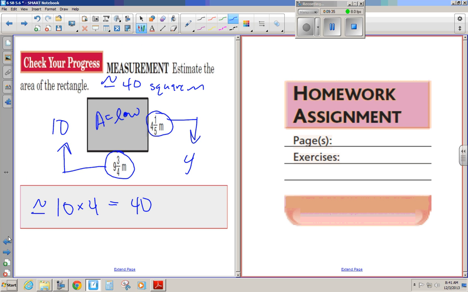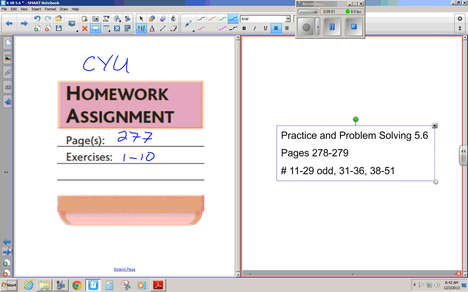All right, so for 5.6, you need to make sure you do the check your understandings for your homework. That's on page 277, and it's exercises 1 to 10. And then, of course, as always, this is what we will be doing as our classwork. Good luck.